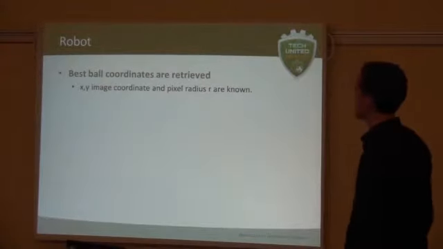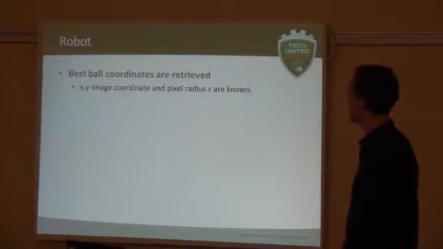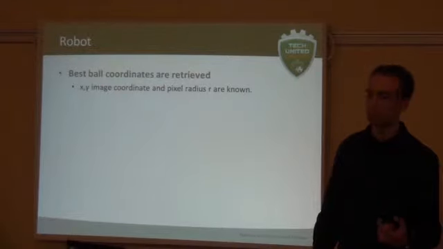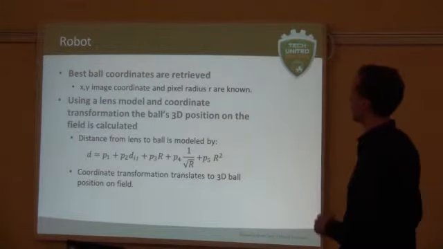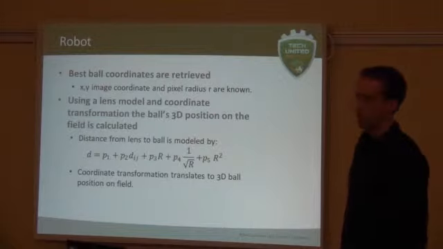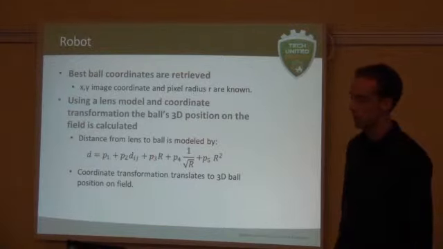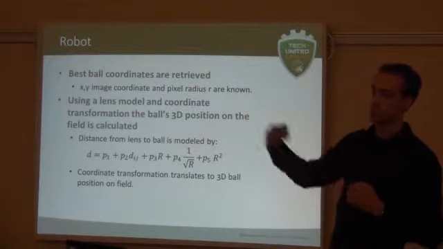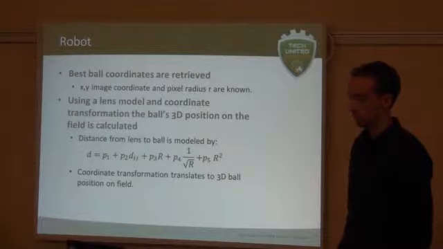Okay, so that brings us to the last part. The robot then receives balls, so it gets some XY coordinate of the image with the radius r of the ball that's detected. That goes all the way to the big model, and then it calculates the 3D position of the ball on the field. Depending on the position of the ball in the image and the radius of this circle in the image, it can calculate the distance from the lens to the ball. And with that, it also knows the 3D position of the ball on the field.